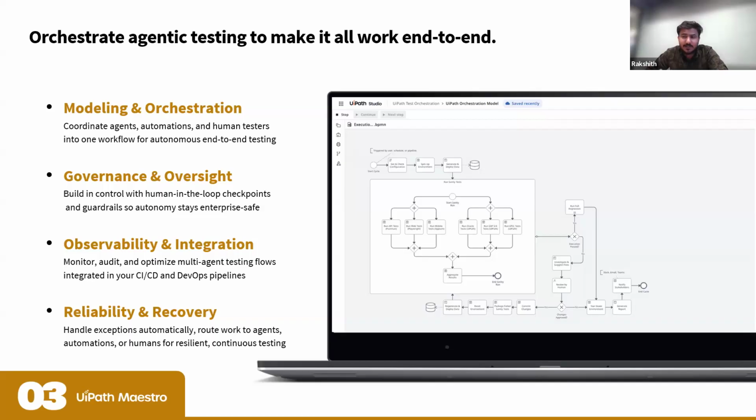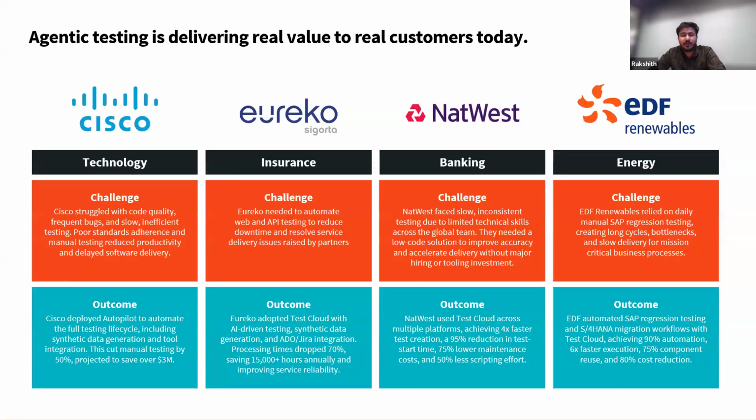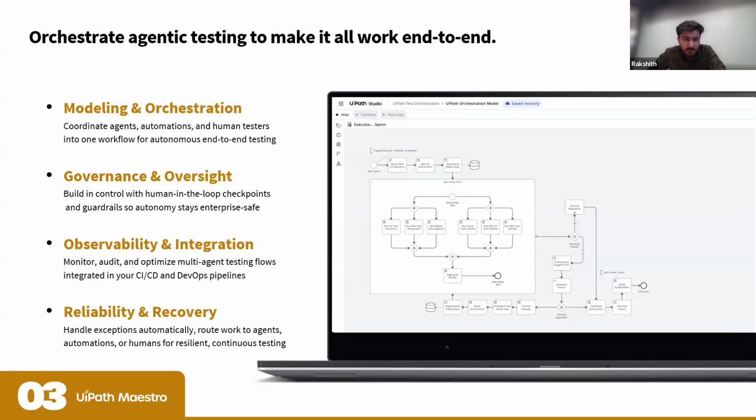What is the end result? The end result is reliable, enterprise-grade agentic testing that is continuous and autonomous. You can finish from the beginning. With the help of this, I would like to go into the actual demo.